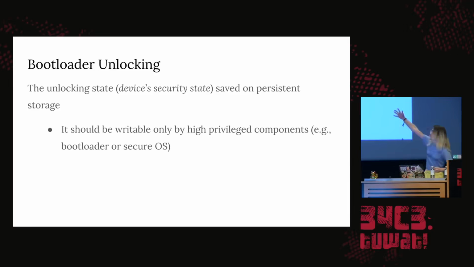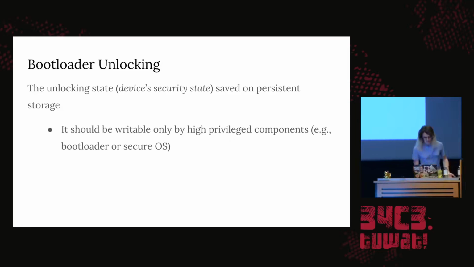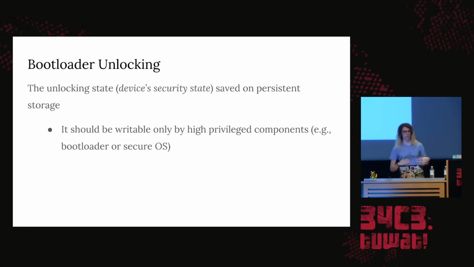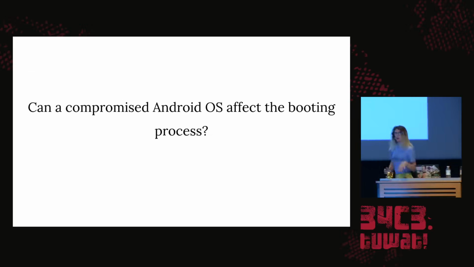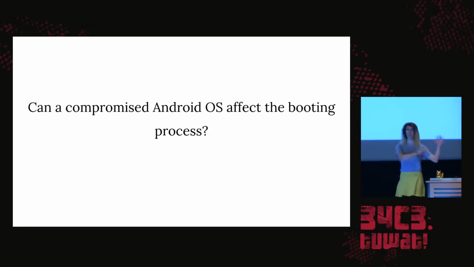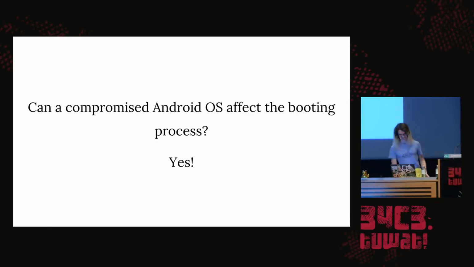Typically what happens is this security state is itself cryptographically signed. So you can't just set unlocked. You have to set unlocked but signed by the people that we really trust. But generally you probably shouldn't be able to write to it just from the normal user space. So the question is, we saw that the operating system is separate from the bootloader. So what we want to be able to do is get from the Android OS to affecting the bootloader. And can this happen? Well, of course, that's why we're here.